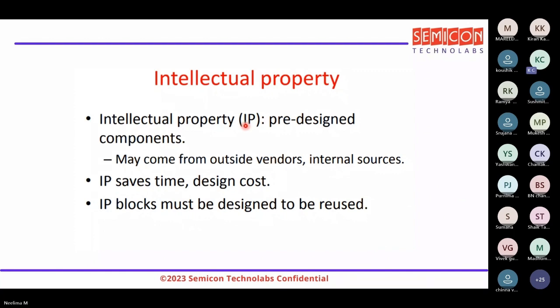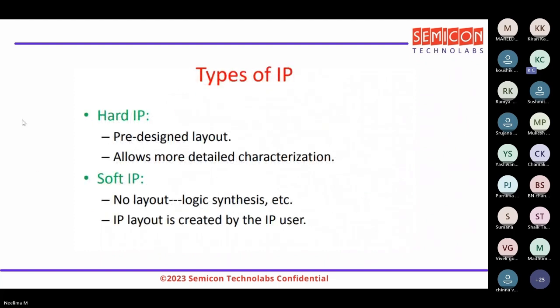Now we can license these IPs and directly plug them into our ASIC chip or FPGA chip or into SOC chip or into the analog portion. That is the advantage of intellectual property. And again, in intellectual property, we have two types. One is hard IP and another is soft IP.